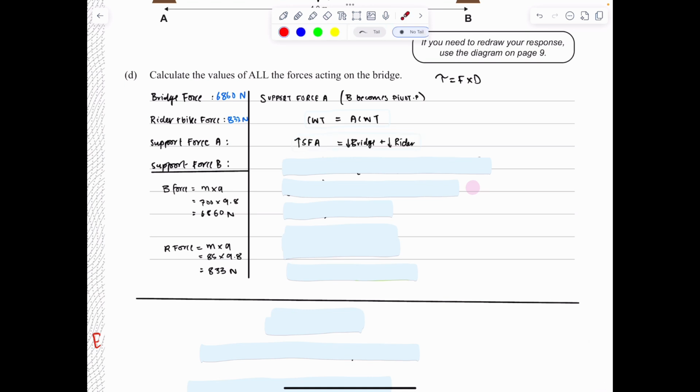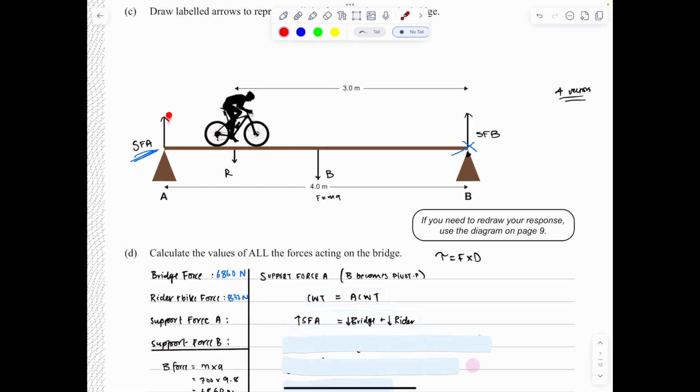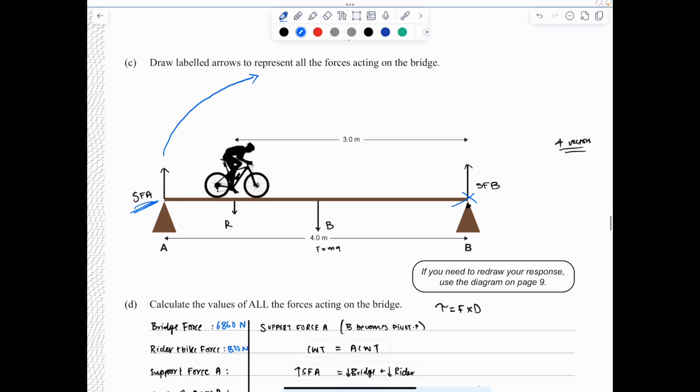Okay, so what are our clockwise torques? Clockwise, remember, goes in this direction, okay? Clockwise goes in this direction, the same way as a clock. Anti-clockwise goes in this direction, opposite to how a clock would run, okay? So, what are the forces? What are the anti-clockwise forces, okay? Well, I've already given you one. Support force A is going to go this way around this pivot point, okay?